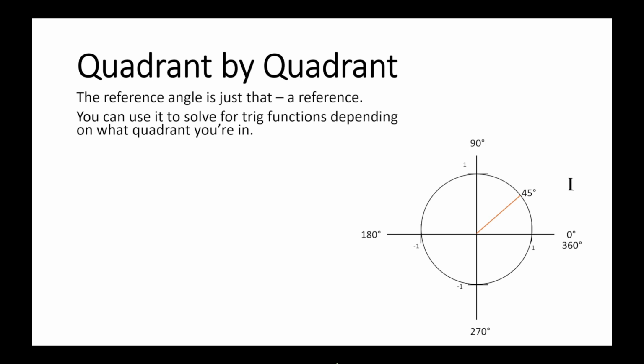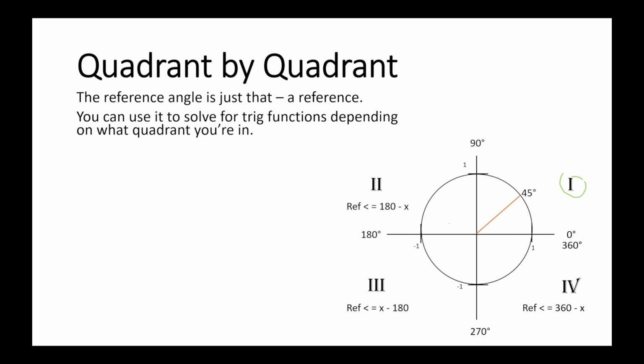This 1 that I have here in the corner just stands for quadrant 1. Quadrant 1 is where my reference angle will be, like we just talked about before. Quadrant 2 is next to it. Then there's quadrant 3. Then there's quadrant 4.